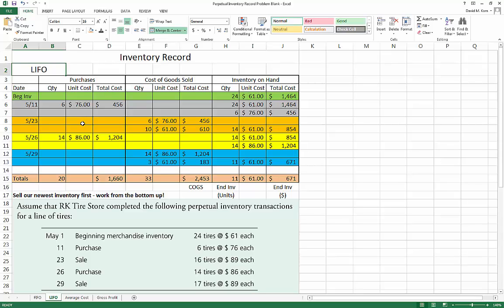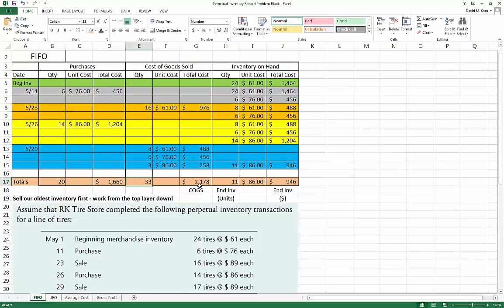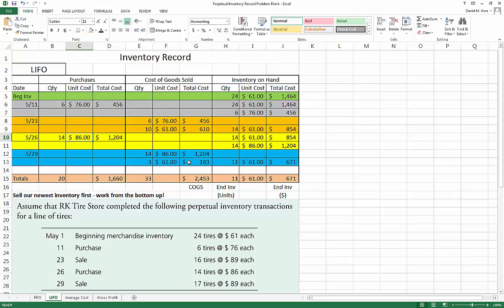The one thing that I'll kind of mention here is typically with LIFO, you are in a situation in most cases where prices are going to increase over time. Sometimes the prices are volatile and they go up and down. But notice that we started out with 61 per unit, then we paid 76 per unit, then we paid 86. So if we are costing this out and using the newest items first, we are actually having our cost of goods sold increase and be higher than it would be for FIFO, because we're costing out the items that we're selling at a higher level than the most recent price that we paid. Okay, then we can pause here a moment and then we'll start the average cost example here.